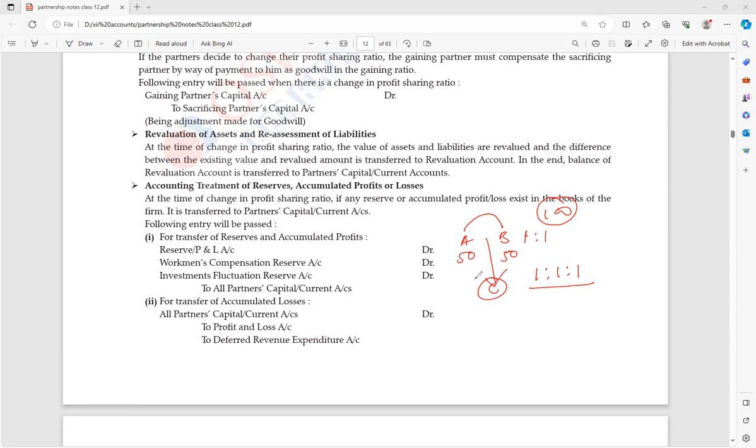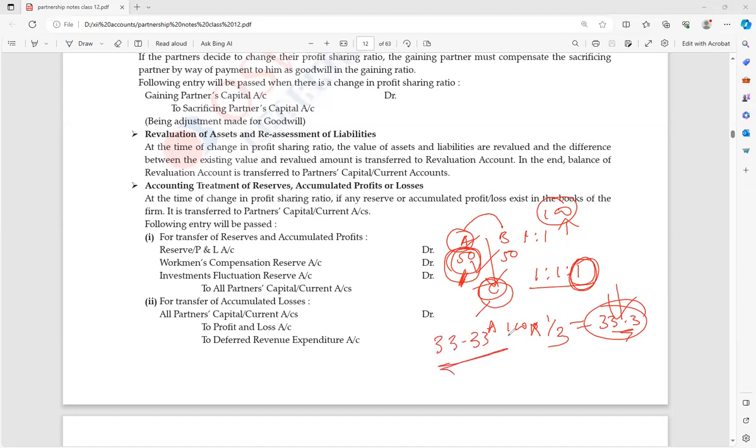Now, three partners, if 100 rupees is distributed, A is going to get how much? 100 into 1 by 3, that is 33.3. Before, A was getting what? 50 rupees out of 100 rupees. Now how much is A getting? 33.3. That means that amount A is sacrificing for C. Got the point? Before, C was not getting any amount, but now C is also going to get 33.33.